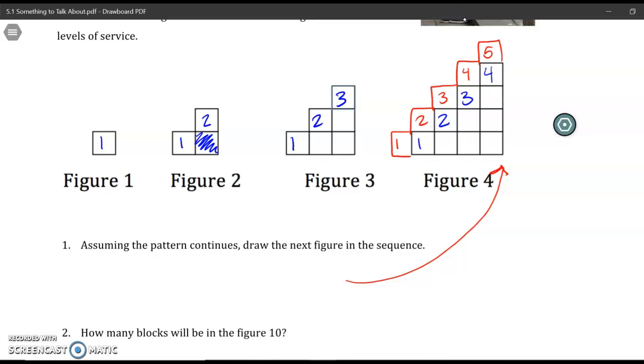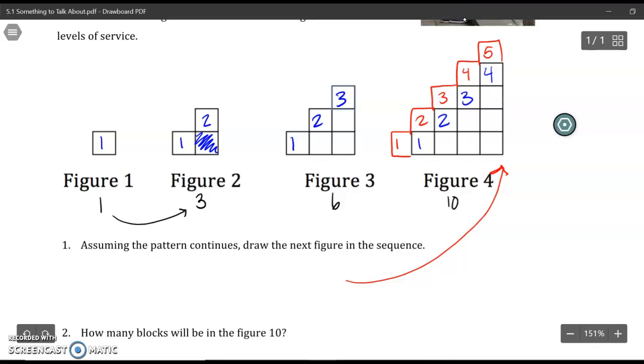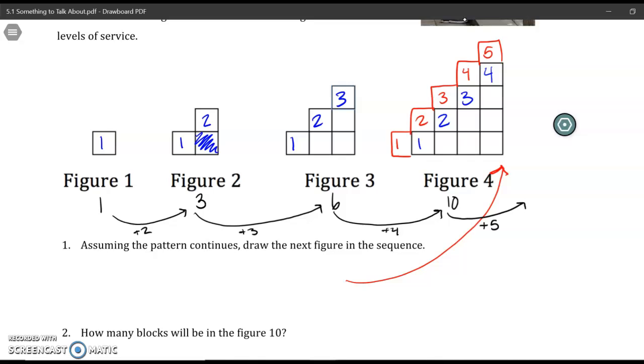Okay. Another way you might have thought about this was maybe instead of looking at the patterns of blocks, you counted the number of blocks. And you notice there was 1 block in the first figure, 3 blocks in the next figure, 6 blocks in the next figure, 10 blocks in the next figure. So if you look at the patterns, I'm adding 2 to get to the 3, and then I add 3, and then I add 4. So then to get to my next one, my figure 5, I would need to add 5 to get a total of 15 blocks.